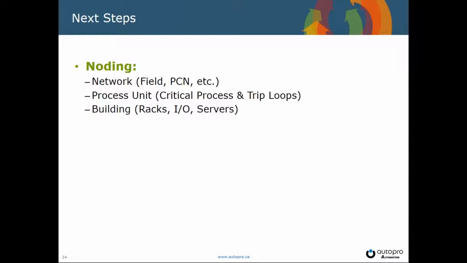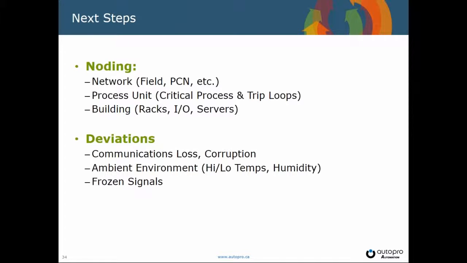And once we have the documentation, we'll start noting. So we'll look at networks, the system architecture, the process unit, building racks, and then we'll start coming up with relevant deviations to try and streamline the process. So we want to do as much prep upfront as we can to try and reduce the actual study time and the meeting time. And again, we'll develop what-if questions if that method is chosen to be used.